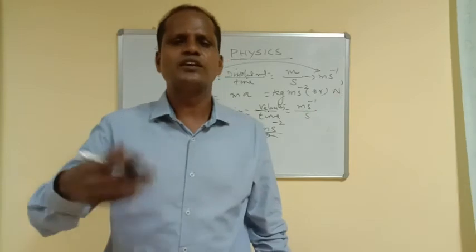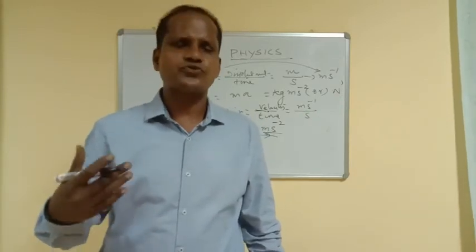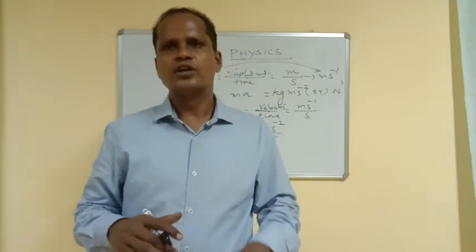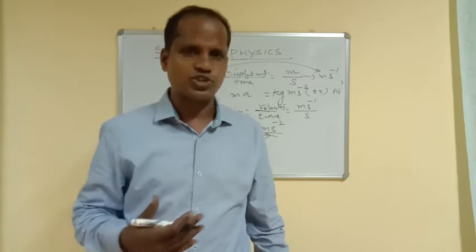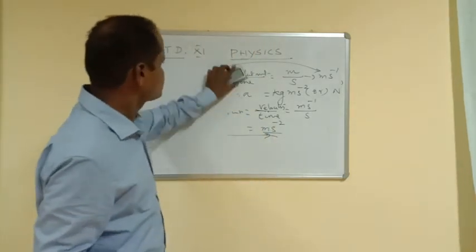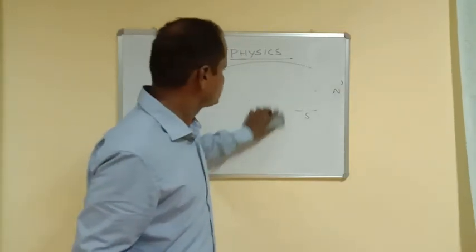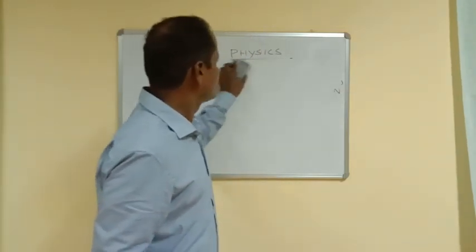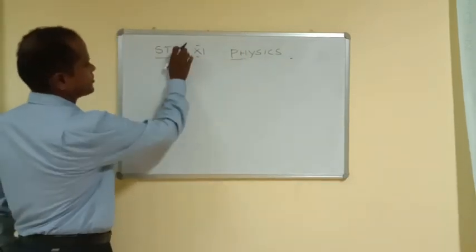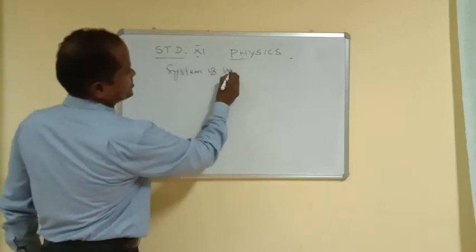So in this way you can derive various derived units for various physical quantities. It is given in your textbook in a tabulation. You can go through it. You can have a better idea about this one. Okay. So next we are going to see units, system of units.